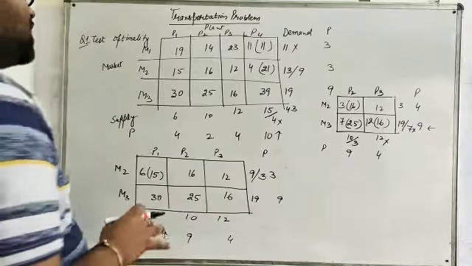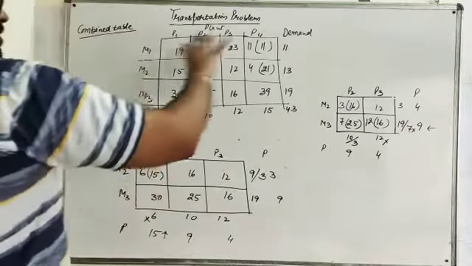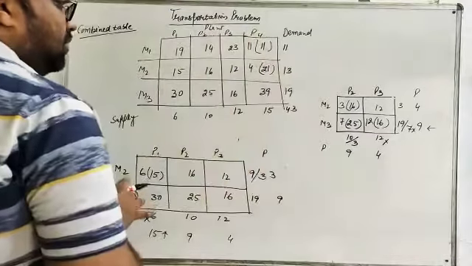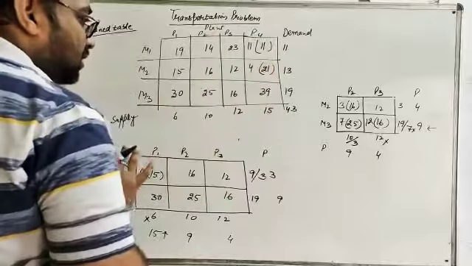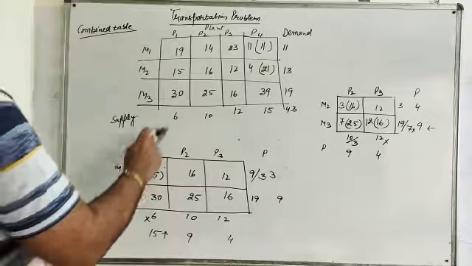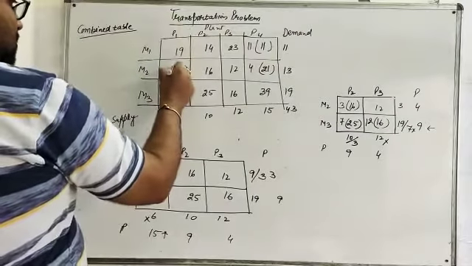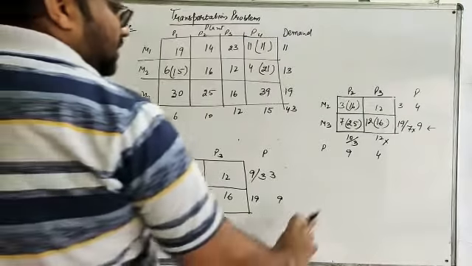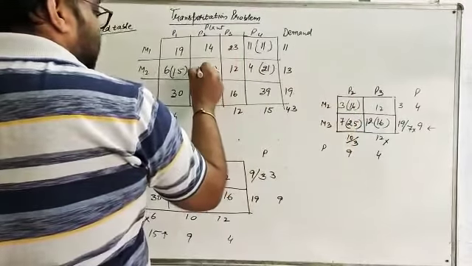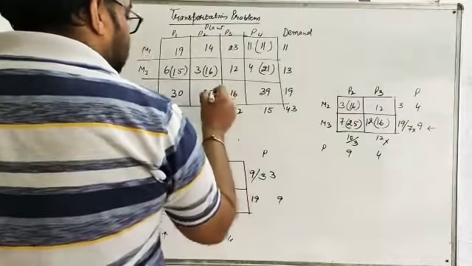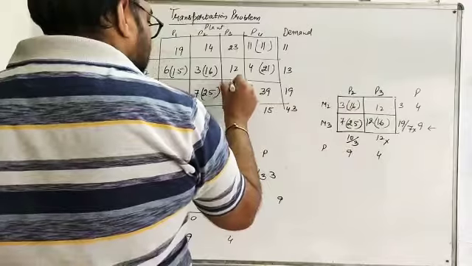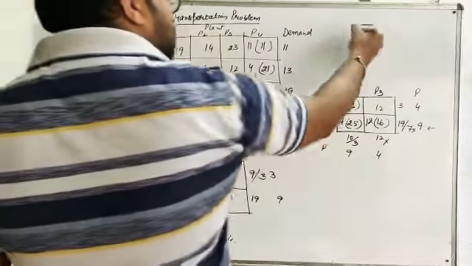So now make a combined table. This is the original problem. Here we have to put all the entries in this particular matrix. So 2 entries are already written. Now put these entries: M2 P1, this is 6, no other entry exists. M2 P2 is 3, M3 P2 is 7 and M3 P3 is 12. So these are the entries.